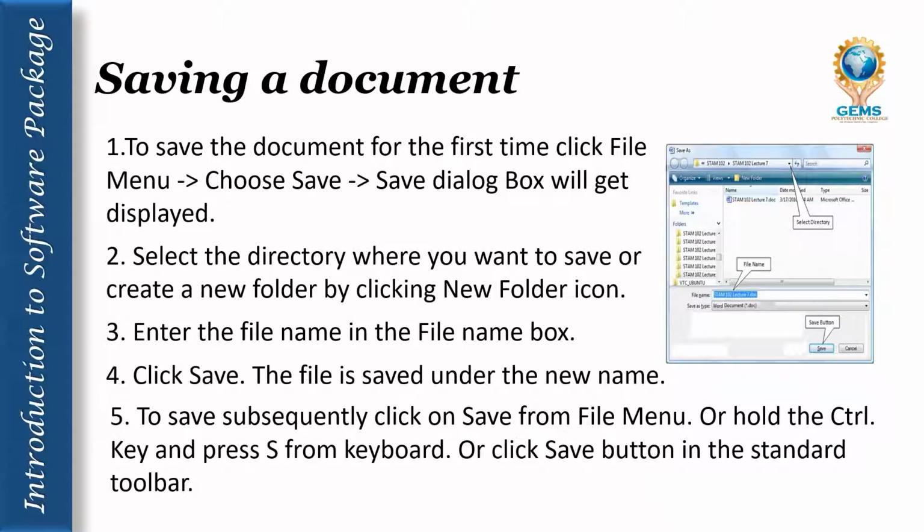So what you have to do, click on the File menu, choose Save. The save dialog box will be displayed, and select the directory where you want to save or create a new folder by clicking the new folder icon. Then enter your desired file name in the file name box, then click Save. The file is saved under the new name.